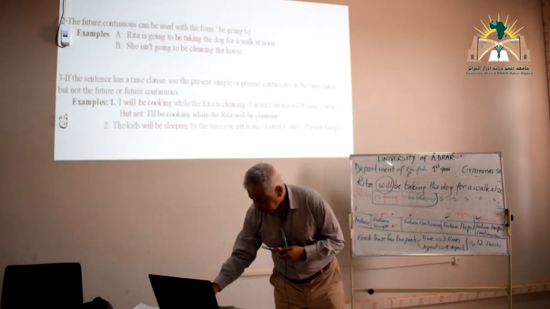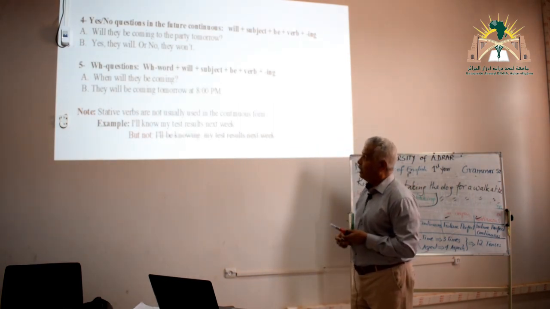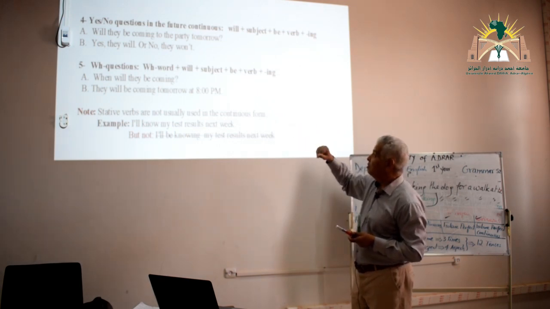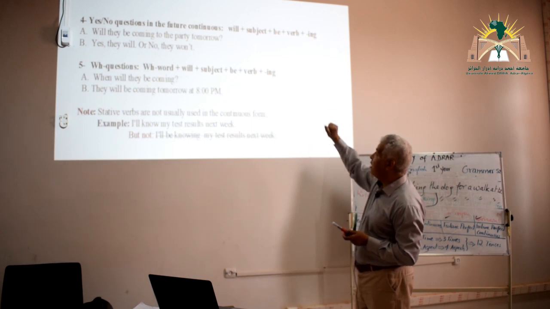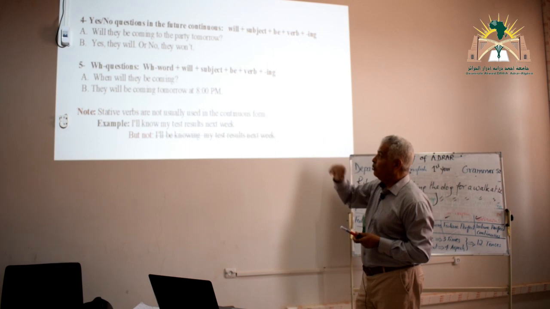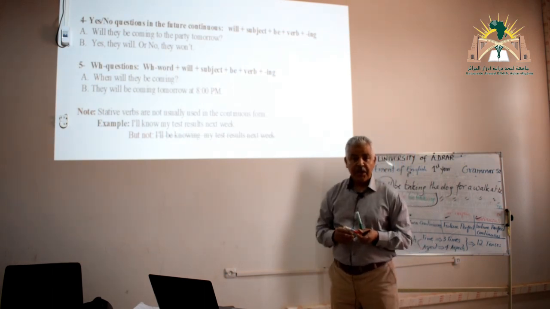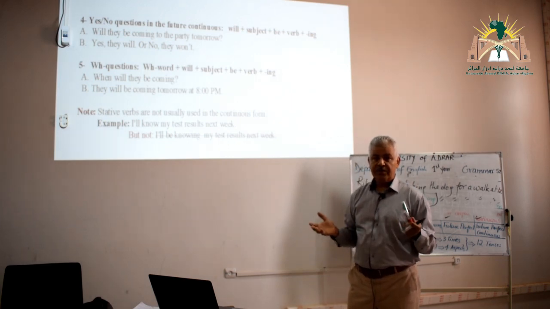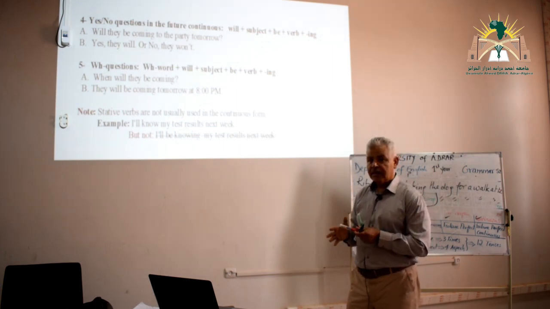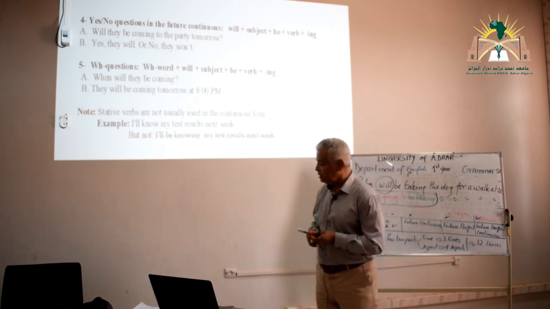Next, how to ask questions in the future continuous. If you have a yes/no question in the future continuous, the form is will plus subject plus be plus verb plus ing. Example: will they be coming to the party tomorrow? Yes, they will. Or if you have a negative answer, you say, no, they won't. Won't is the abbreviation, or the contracted form, of will not.